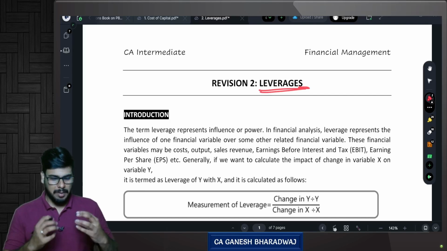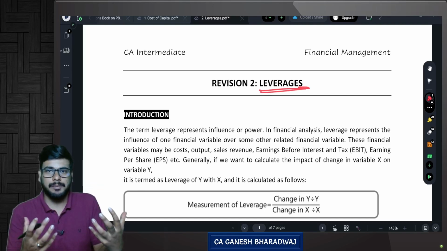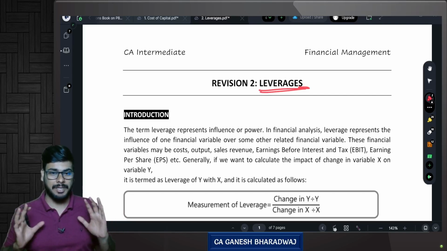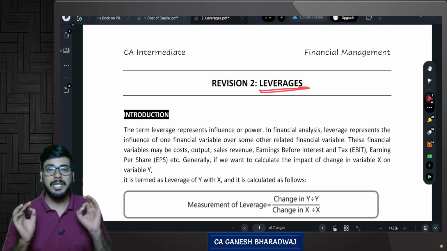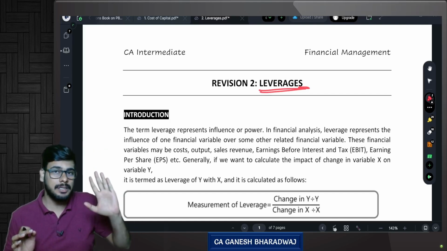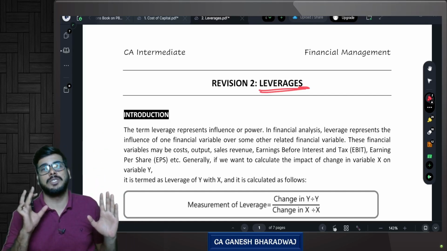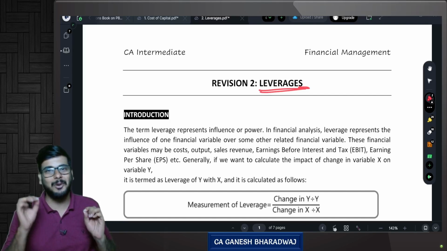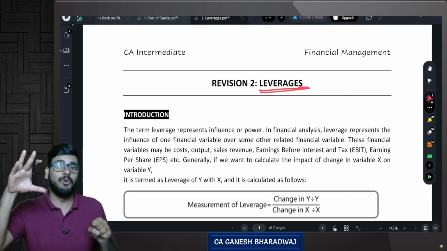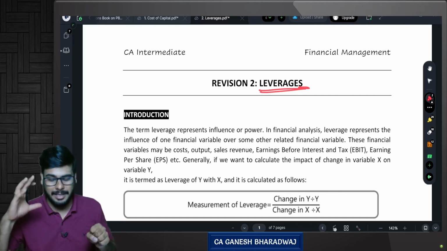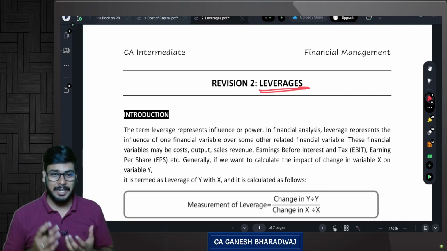Leverage means getting more results by putting lesser efforts. This is the meaning of leverage. A common layman word: getting more results by putting less efforts. So something like chinna kallu pedda labam, right? Small efforts but much more results. Can you give us an example?